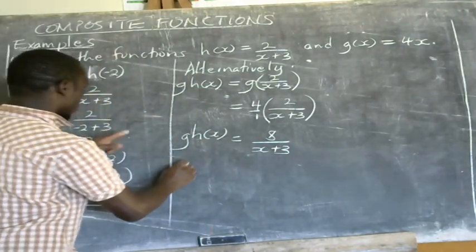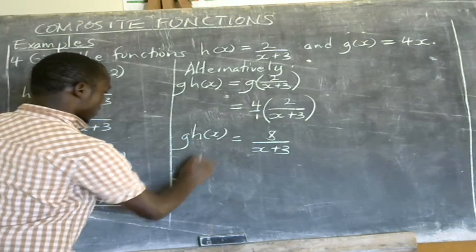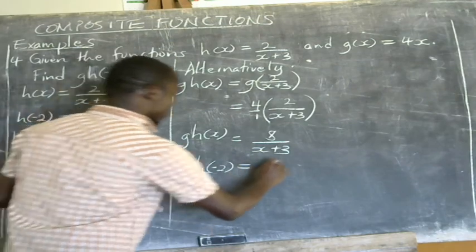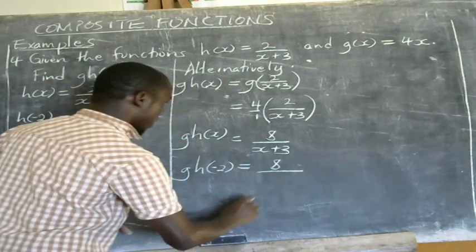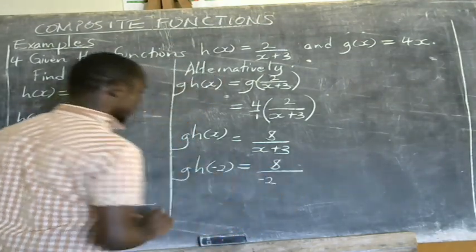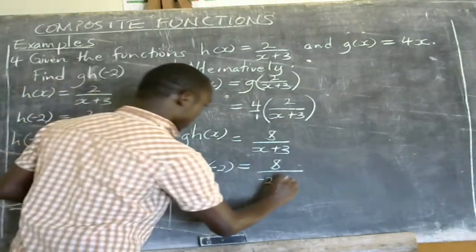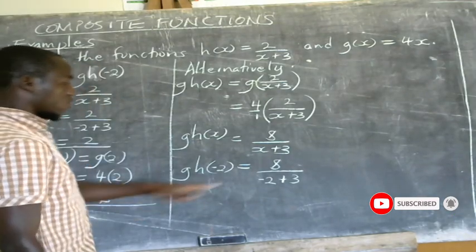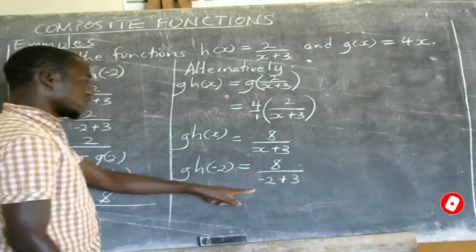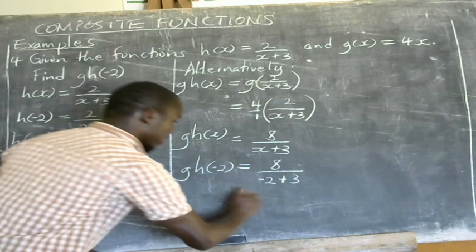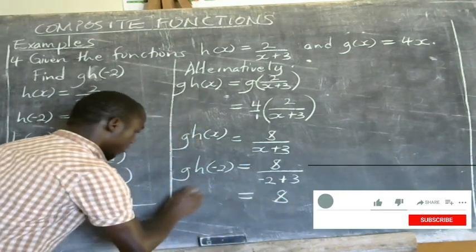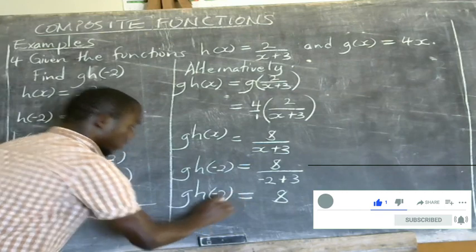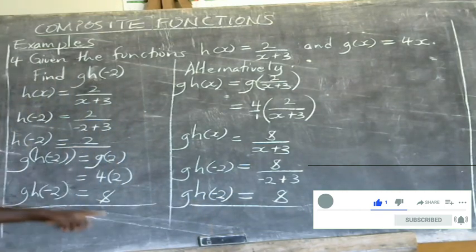Now going to this to find g of h of negative 2. Now this is going to be 8 all over negative 2, and then plus 3. So down here I get a 1. 8 divided by 1, that's going to be 8 as my g of h of negative 2, as initially here.